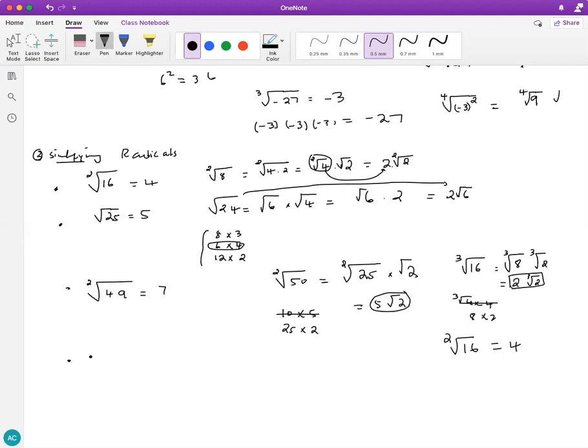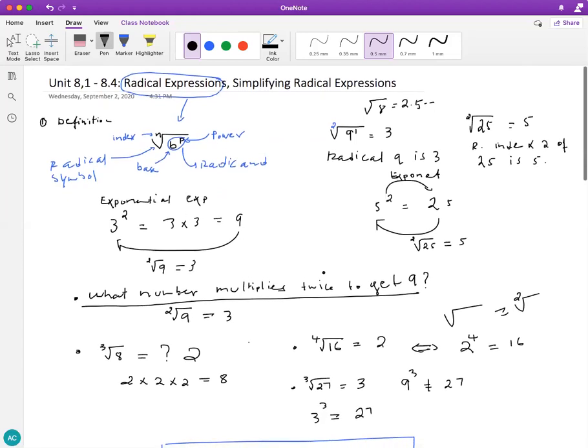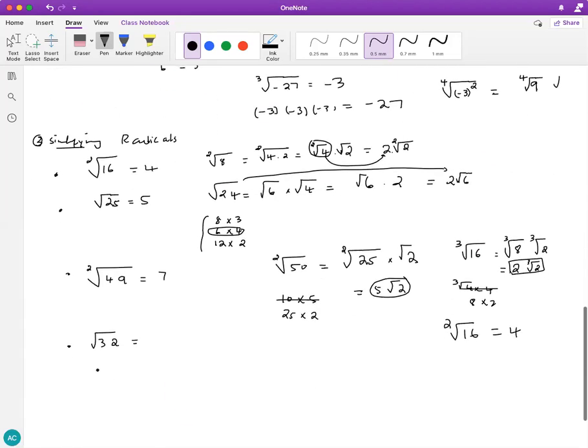Let's do another example here. Let's say the square root of 32. What is the index of this radical? What's the index here? Everyone? What is the index of this radical here? I'm asking what's the index? The index is 2.